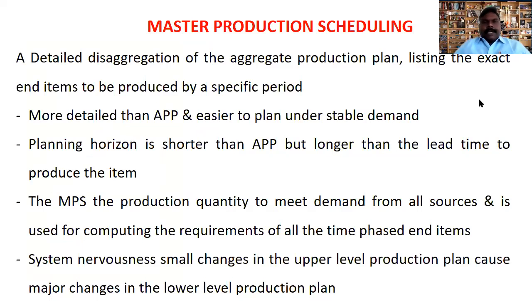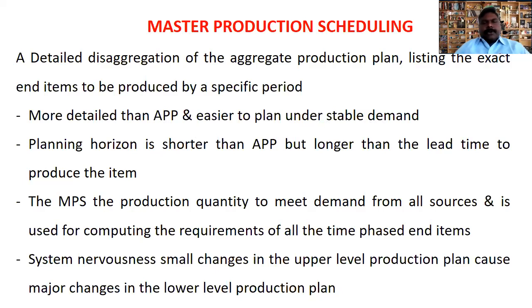It is a detailed disaggregation of the aggregate production plan, listing the exact end items to be produced by a specific period. So in a time period, we are going to list the end items. It is more detailed than aggregate production planning and easier to plan under stable demand. So here the demand should be a stable one so that we can think of planning the production plan.